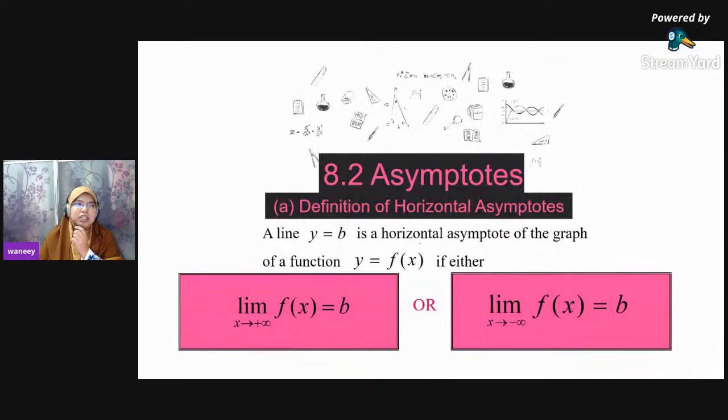For a vertical asymptote, you can choose to approach from either the right hand side or the left hand side. But for a horizontal asymptote, you have to check both, positive infinity and negative infinity, because sometimes you might have different values for each of them. Sebab tu kita kena check dua-dua, positive infinity together with negative infinity.